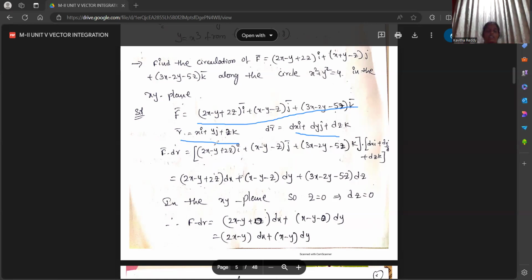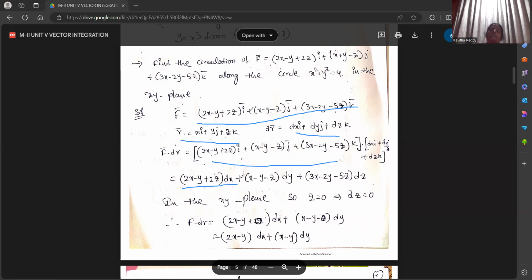F bar dot dr is what? 2x minus y plus 2z i, and in between there is a dot product. What is the dot product? You know that: i dot i is 1, j dot j is 1, k dot k is 1. So after the dot product, you'll get 2x minus y plus 2z dx, x minus y minus z dy, 3x minus 2y minus 5z into dz. But it is given in the xy plane. If it is in the xy plane, then z equals 0. What is given in the question only?